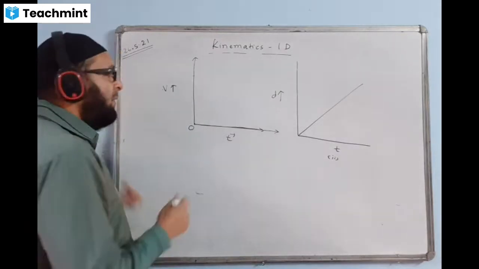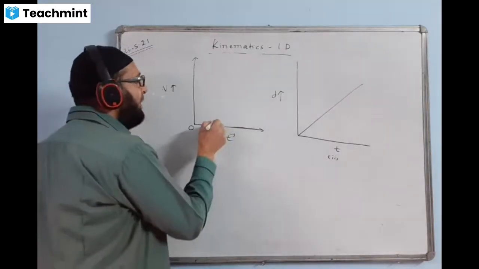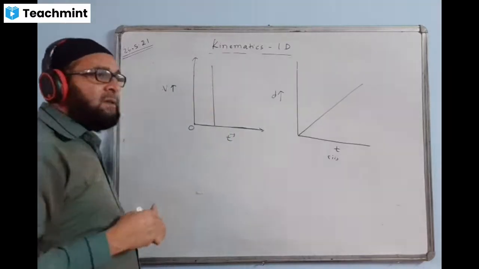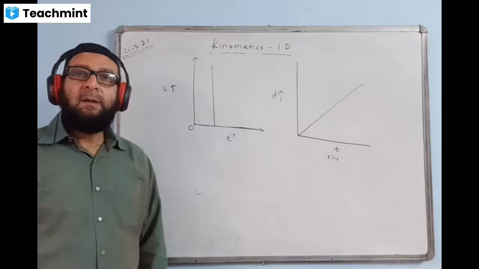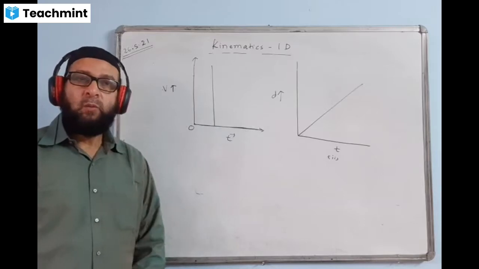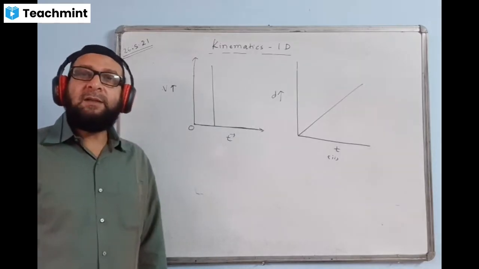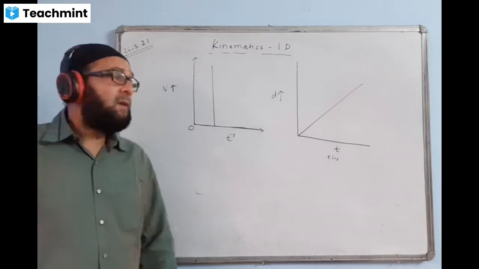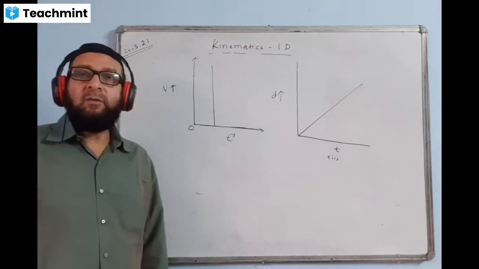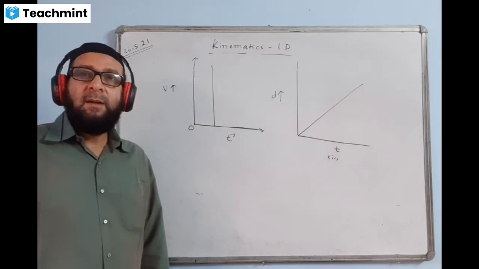Okay, now if the graph is shown like this and the question asks you, is this graph possible? We'll say no. What can be the reasons why this graph is not possible? If the question asks you, give 2 reasons why this graph is not possible, what could be the 2 reasons?